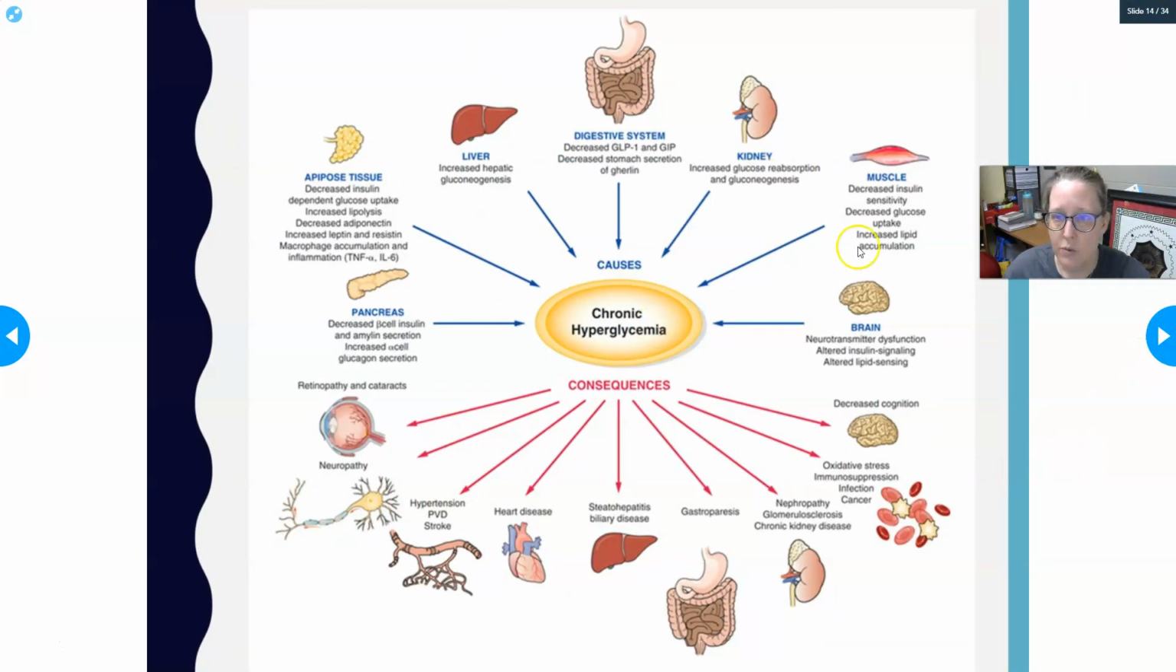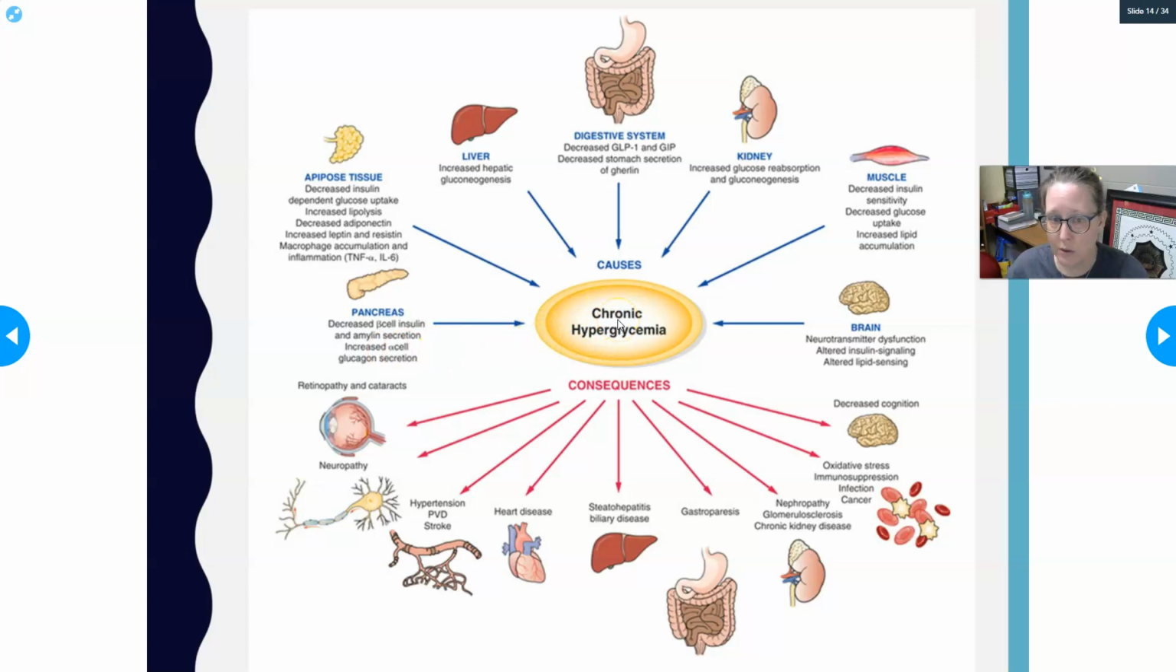So this slide is really helpful. We're going to go around all the things here that cause this chronic hyperglycemia and diabetes. So first, in the pancreas, you have decreased beta cell insulin and amylin secretion. Again, the amylin's needed for satiety and inhibits glucagon. Since there's not enough of that being produced, you're going to get increased alpha cell glucagon secretion in the pancreas. And that's going to lead to chronic hyperglycemia.